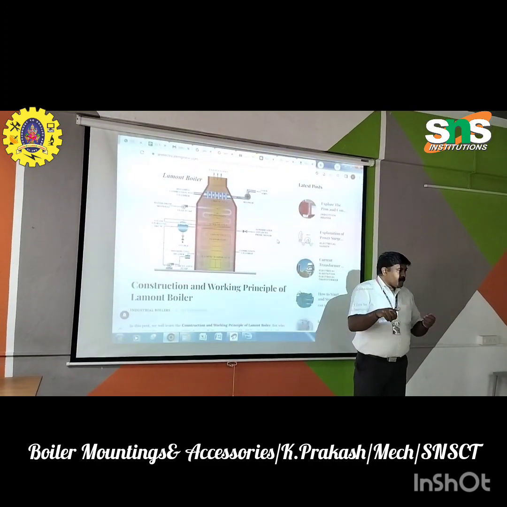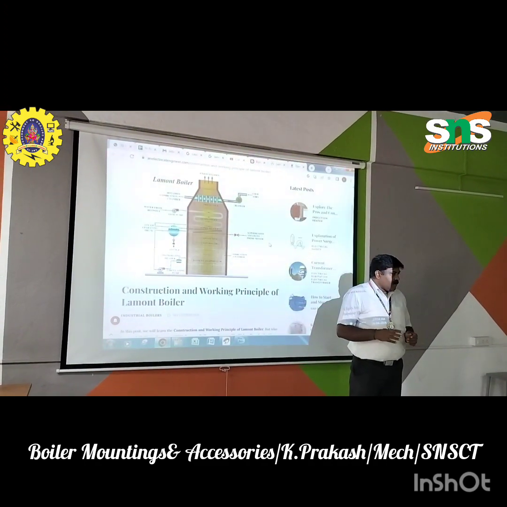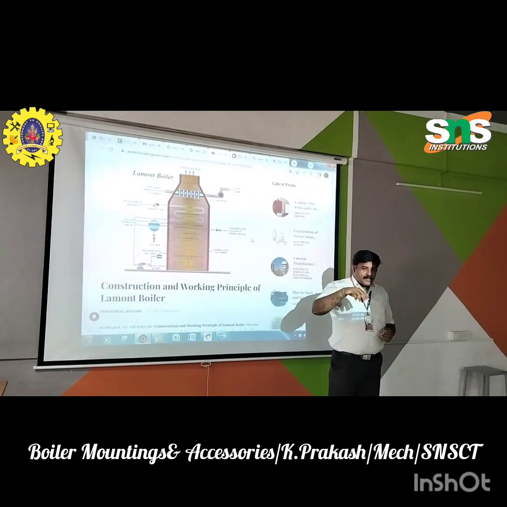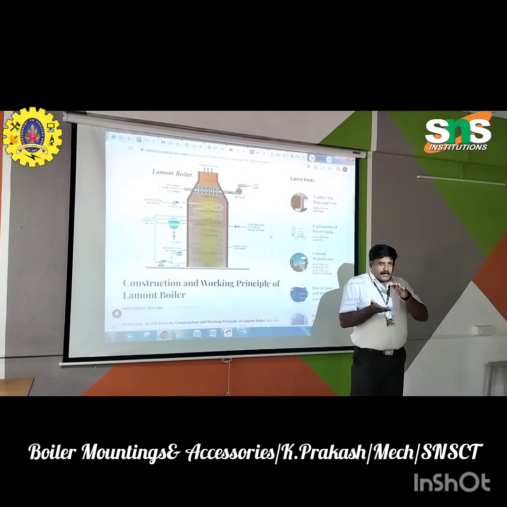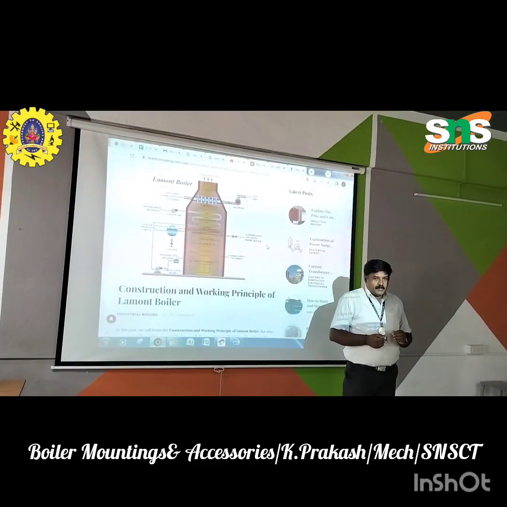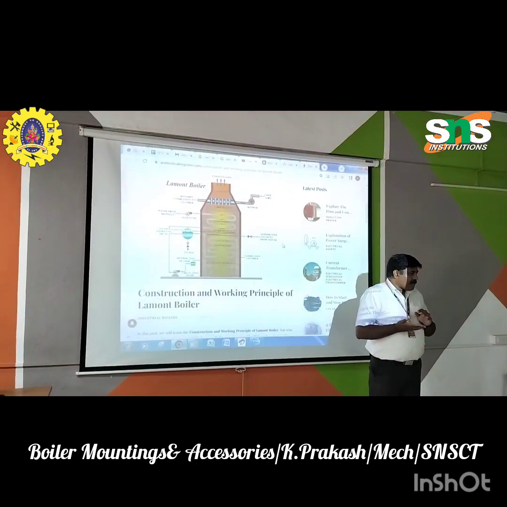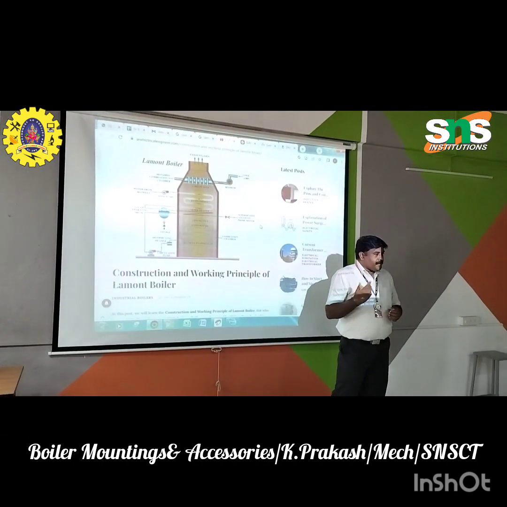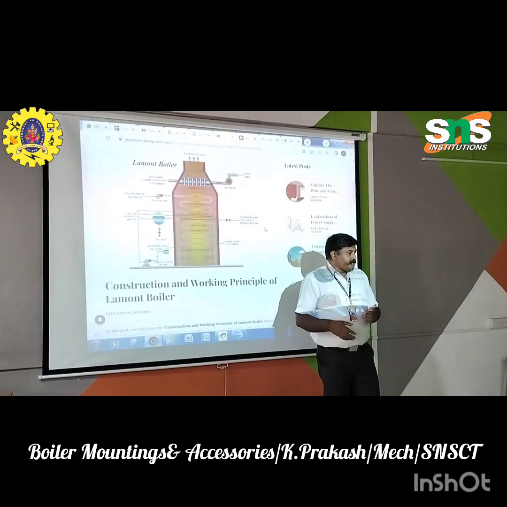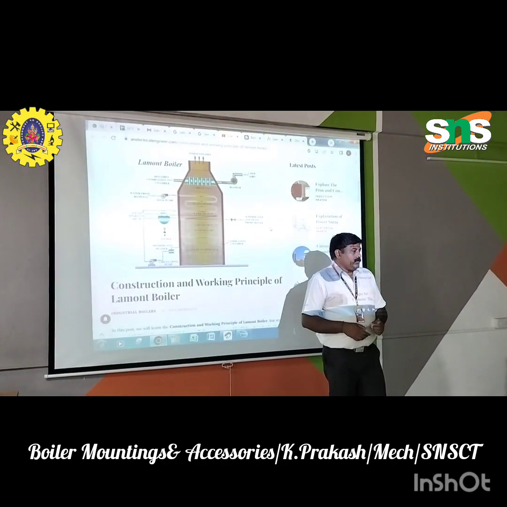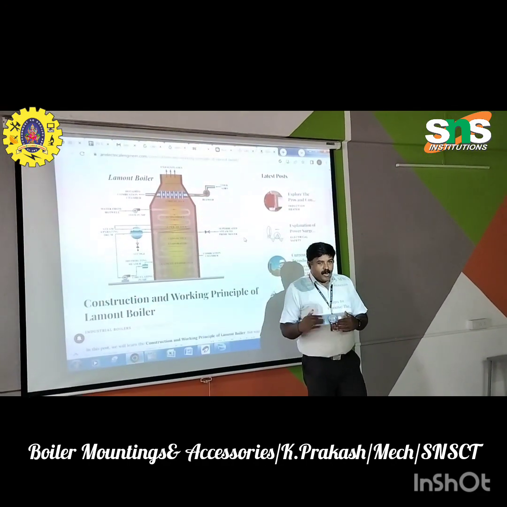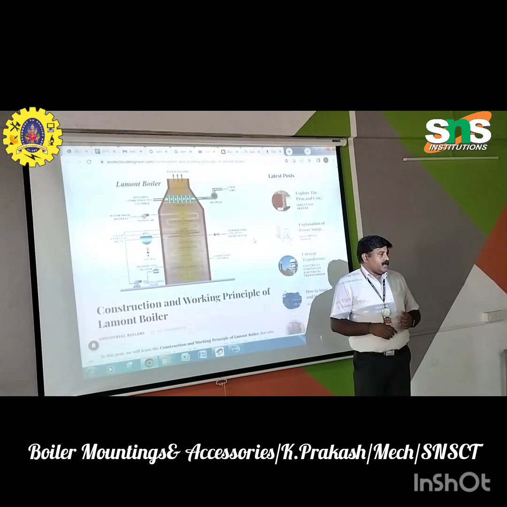So what happens in the pressure cooker? It's a closed vessel. By using the weight, we are maintaining the pressure inside. When the pressure is maintained, the process takes place quickly. This is the principle behind how the boiler works.